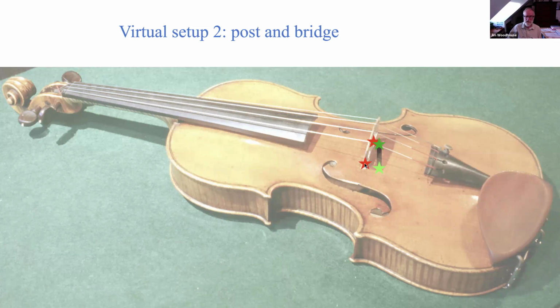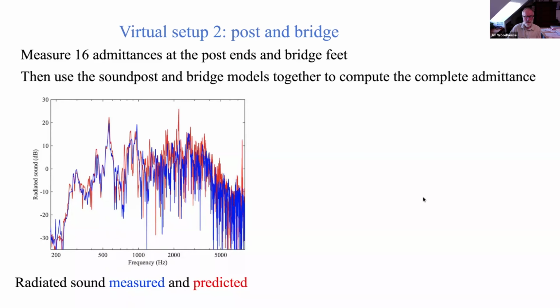In order to do a virtual bridge and sound post fitting, what we need to do is take this violin, take off the bridge and the strings and take the post out, and do measurements involving all 4 of those points. You tap with the hammer at each one of the points and measure the response at all 4 of them. So that's 16 measurements. It's rather a laborious thing. I've only done it once, but doing it only once was surprisingly successful.